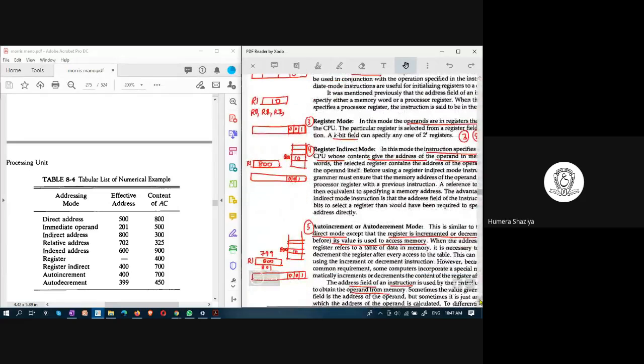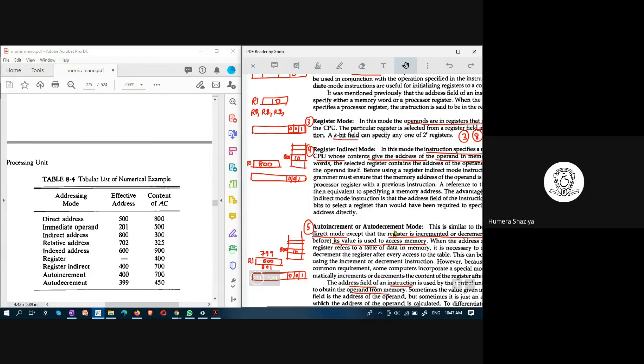Register indirect mode means whatever is the value in the register, that is the address of the operand. So the instruction register would have the register name. You go to that register, there you will find some value. That value is the address of the operand. You go to memory, read the operand. That is register indirect mode.